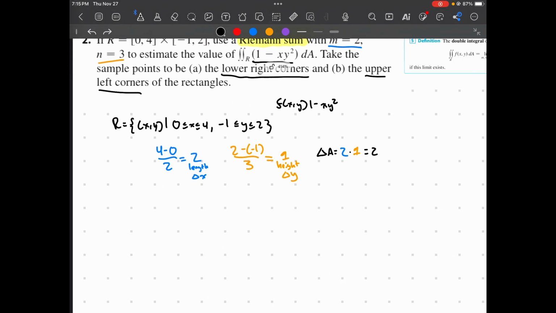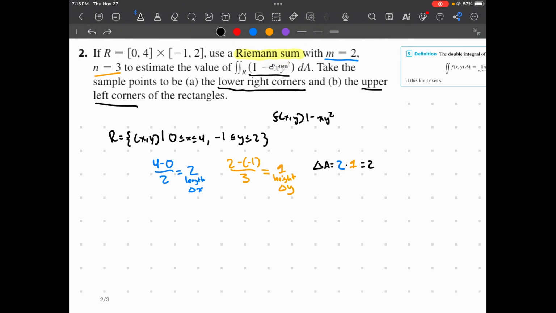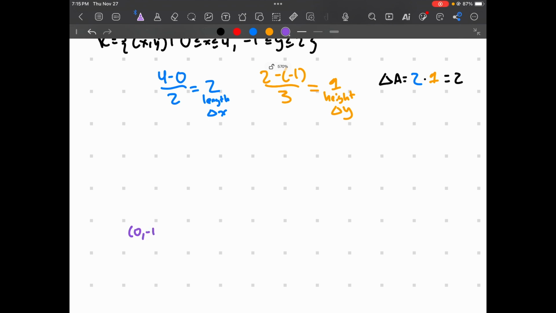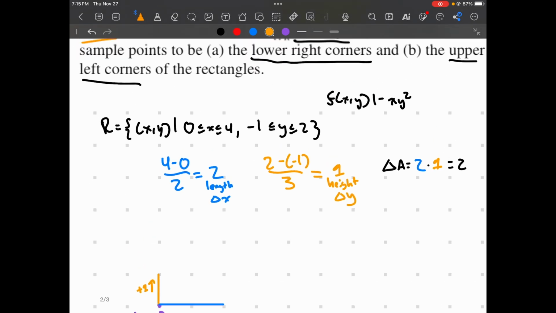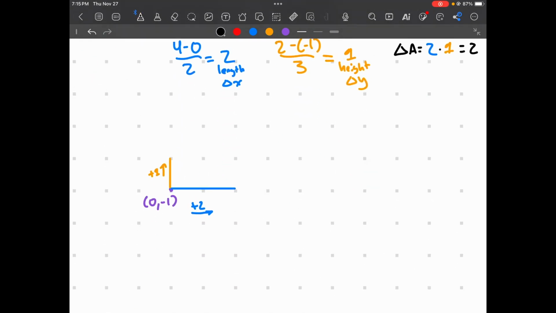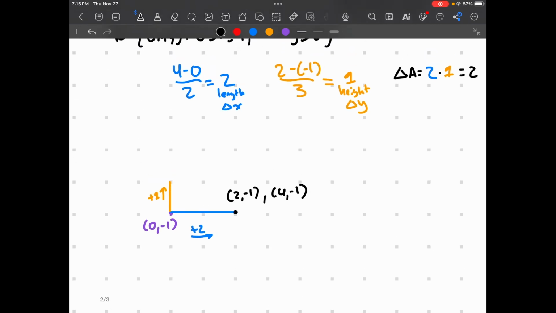Now we need to find the sample points of the lower right corners for part A. For our first rectangle, we're going to start from the minimum x and y values, which is 0 and -1. The first rectangle starts from 0, -1, has a length of 2, and a height of 1. But the lower right corner will be here at 2, -1. Then we can continue adding our length until we are outside of the x bounds. So we will stop at 4, -1.